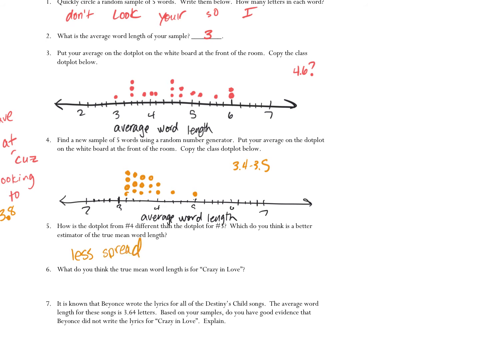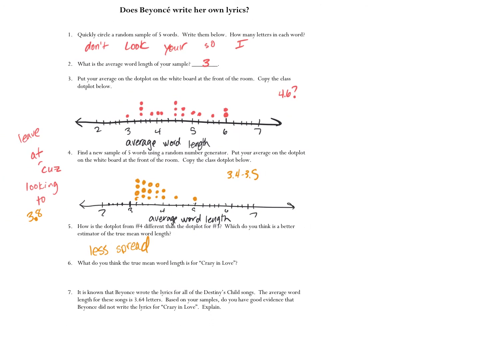If you think about what we're trying to do, take this sample to make an estimate, we want all the possible estimates to be relatively close to each other. Is this okay? All right. Now, it turns out that we think the true mean length is somewhere between 3.4 and 3.5. All right, now.